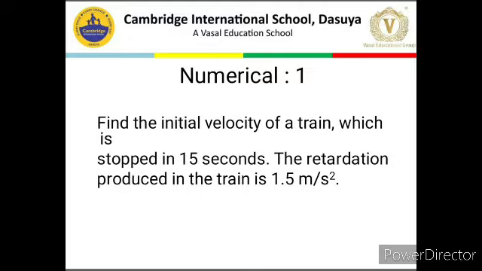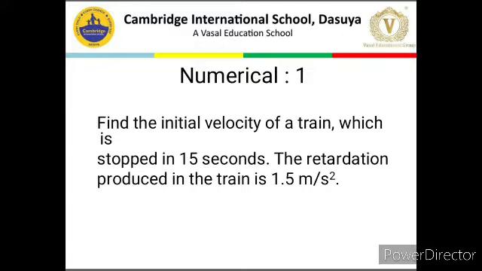Numerical 1. Find the initial velocity of a train which is stopped in 15 seconds. The retardation produced in the train is 1.5 meter per second square. So we have to find out the initial velocity. It is stopped. Stopped means the velocity approaches 0. Time is given, retardation is given. Retardation means negative of acceleration is given.